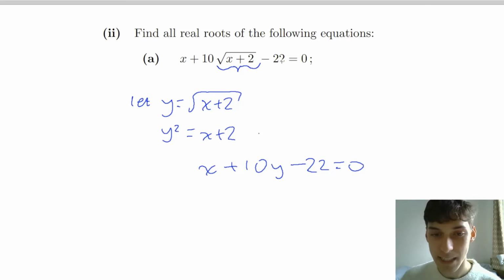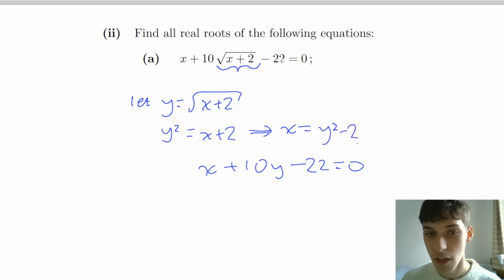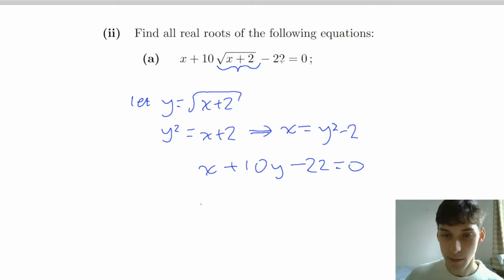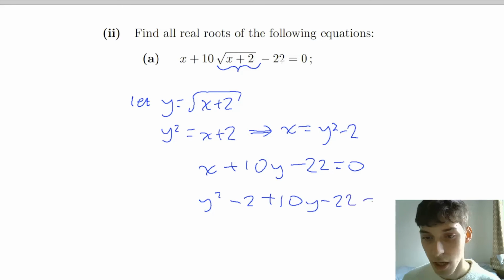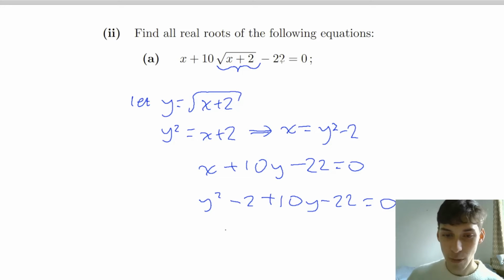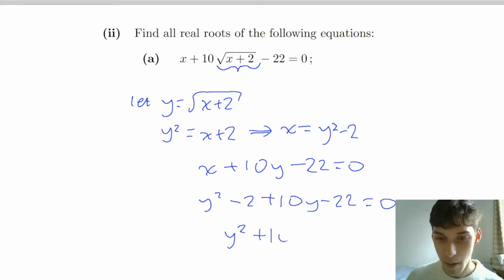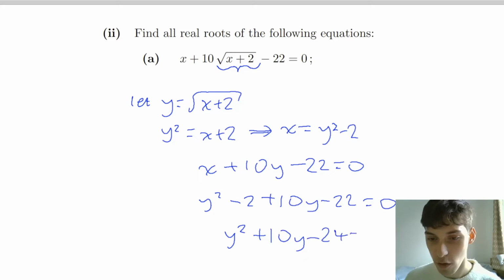Luckily, we can find x in terms of y just by using this. We say that x is equal to y squared minus 2, just again from our substitution by rearranging it. So we can substitute that back in to get all of the x's in terms of y's. So plus 10y minus 22 is equal to 0. If we just group the terms, we get y squared plus 10y minus 24 is equal to 0.